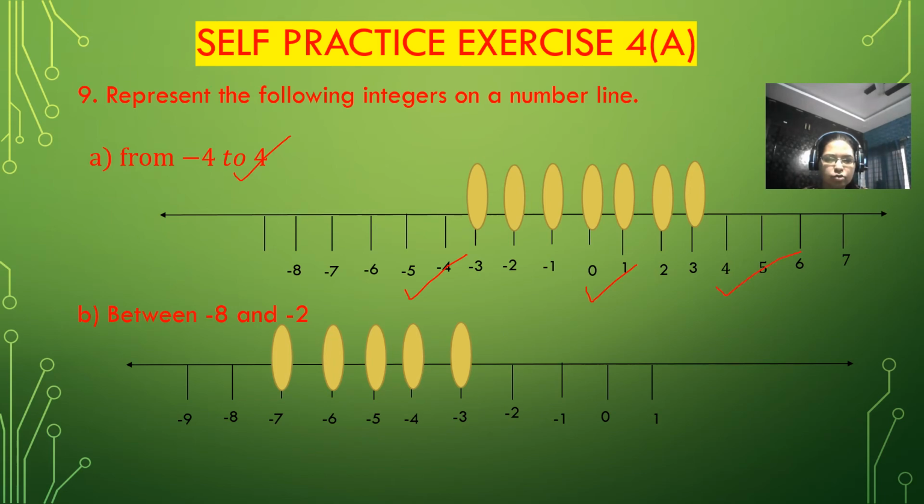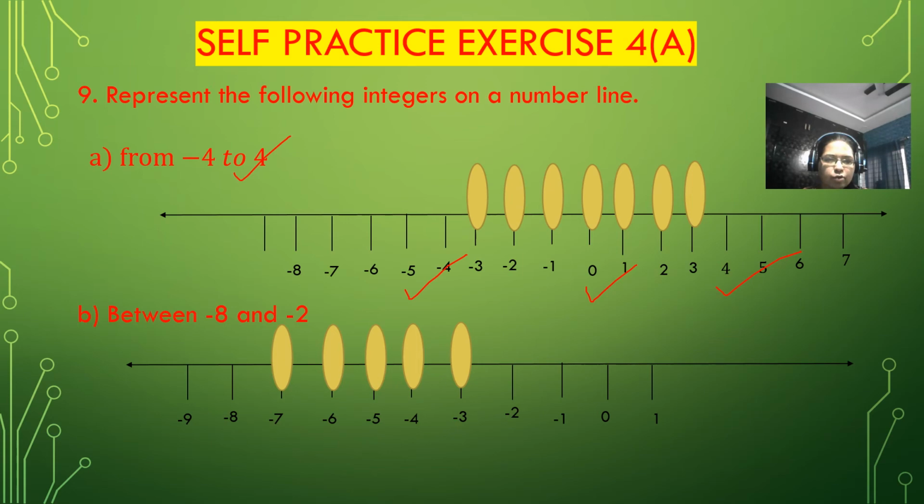Represent 1, 2, 3, 4, 5, 6, 7 on the number line to the right side of 0, and -1, -2, -3, -4, -5, -6, -7, -8. These are the negative integers. Represent these negative integers on a number line to the left side of 0. Now find out the integers from -4 to 4.